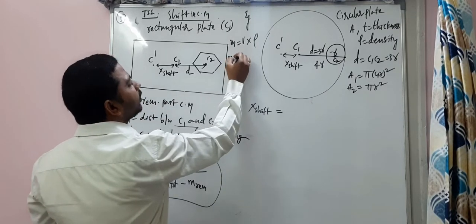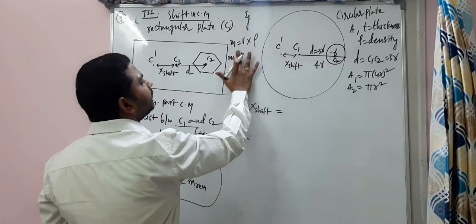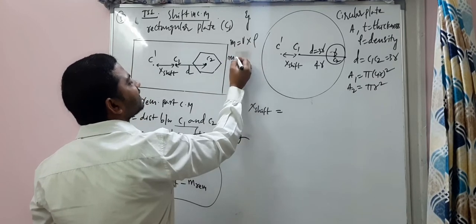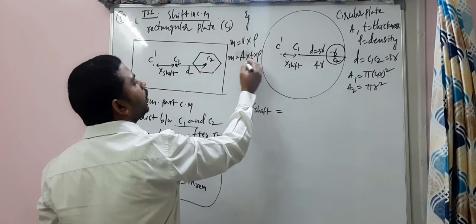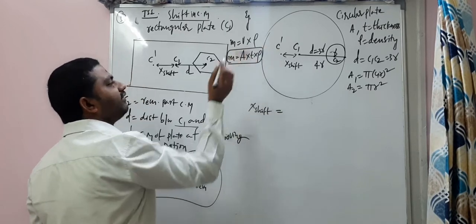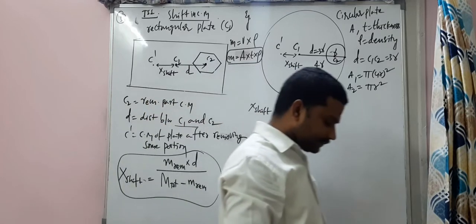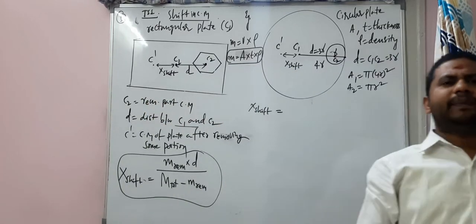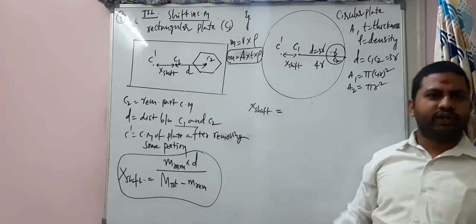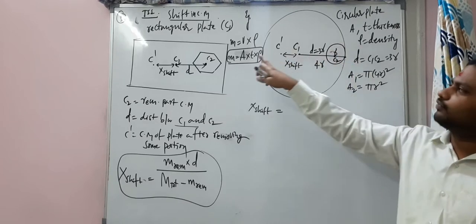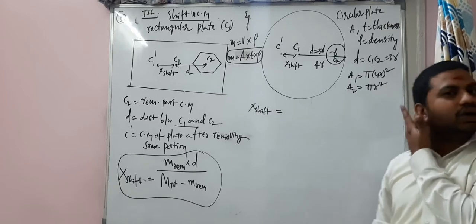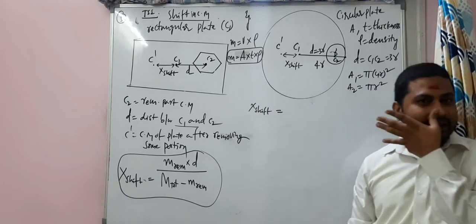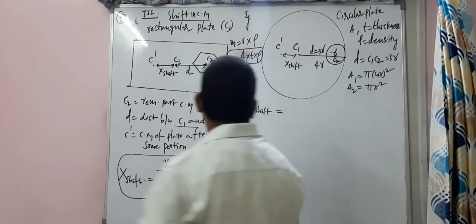So mass is equal to volume. I can write mass is equal to area into thickness into rho. Remember, this is a very important formula for the mass. No need to mug it up. Mass is volume into density. For sheets like this, volume is measured as area into thickness. Understand? Clear? Okay. So let's see the x shift.